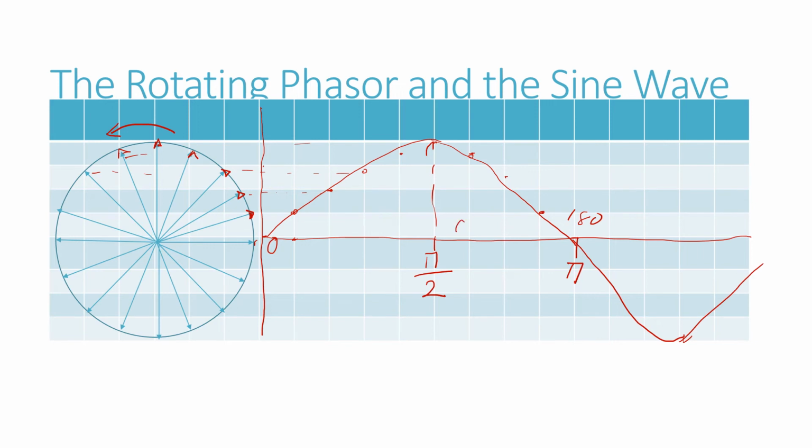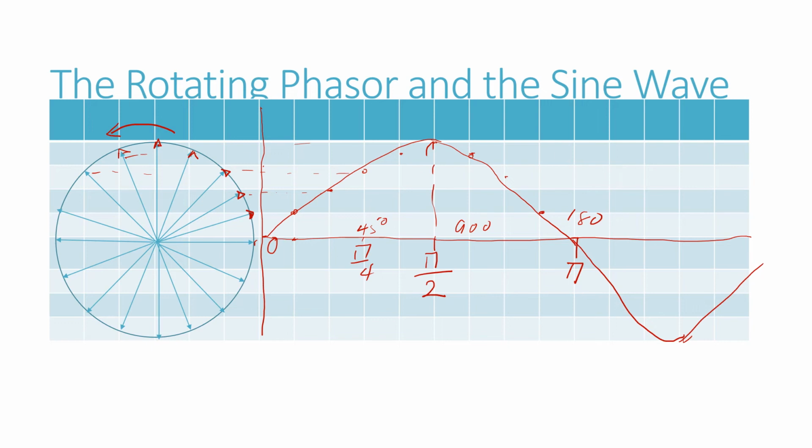Pi on 2 will be 90 degrees. Pi on 4 will be 45 degrees. Okay? But I don't want to get into the habit of mentioning degrees right now. I'm just showing you the relationship. We're going to stick with using pi.